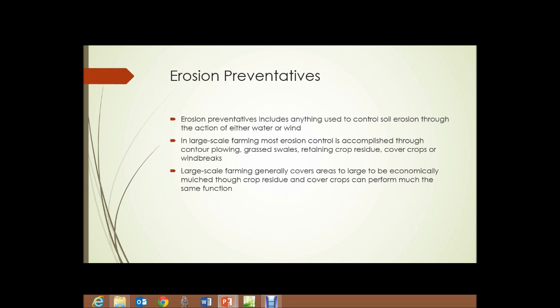Retaining crop residue, that is not removing or instantly plowing under the residue from the previous crop. Or, as mentioned before, using cover crops, such as annual rye. Not mentioned before were things such as windbreaks, where rows of trees or shrubs are planted at the edges of fields that helps reduce the action of wind in removing the soil. Large-scale farming generally covers areas too large to be economically mulched, though crop residue and cover crops can perform much the same function.